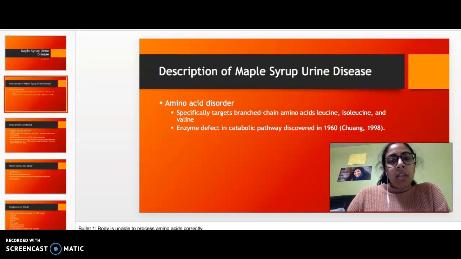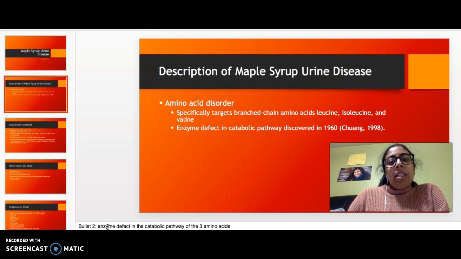A description of it: it's basically an amino acid disorder that specifically targets the branched chain amino acids leucine, isoleucine, and valine. Specifically, it's caused by an enzyme defect in the catabolic pathway of these amino acids. Basically, the body is unable to process these amino acids correctly.